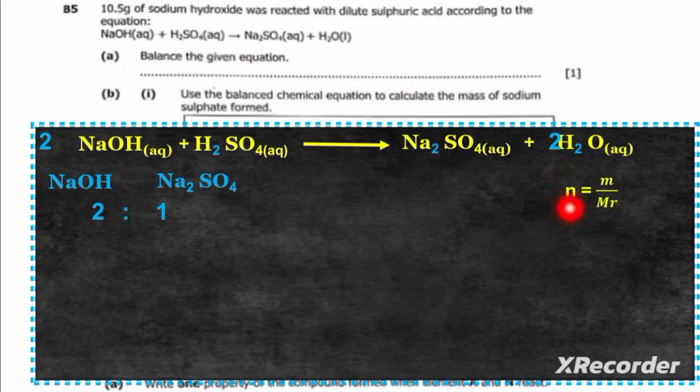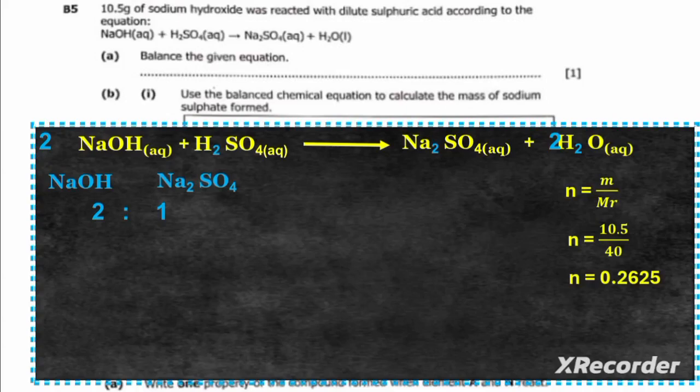We are going to say therefore the number of moles is equal to mass divided by molar mass. So the molar mass of sodium hydroxide is 40. The mass has been given, which is 10.5. Let us say 10.5 divided by 40. 10.5 divided by 40 is equal to 0.2625. So this is the number of moles.